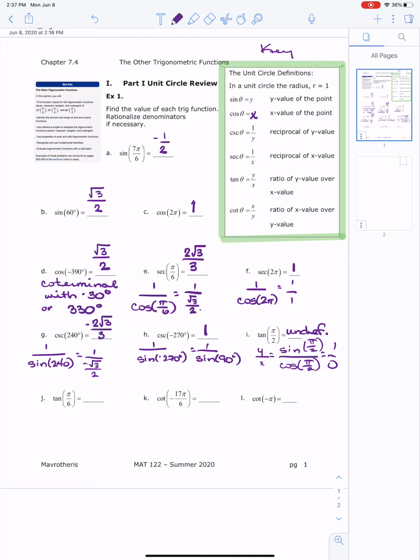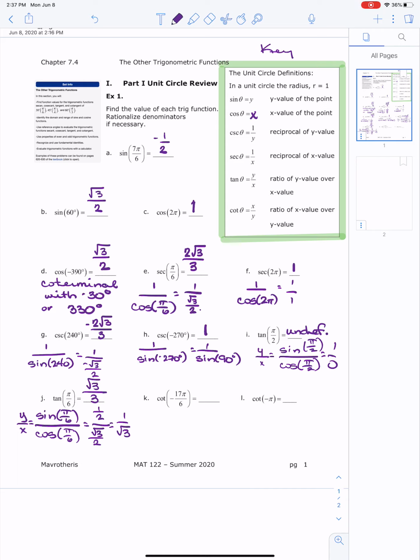Tangent of pi over 6, again, y over x, or the sine of pi over 6, all over the cosine of pi over 6. Sine at pi over 6 is 1/2. Cosine of pi over 6 is square root of 3 over 2. I get 1 over the square root of 3, and then when we rationalize that denominator, we get square root of 3 over 3.